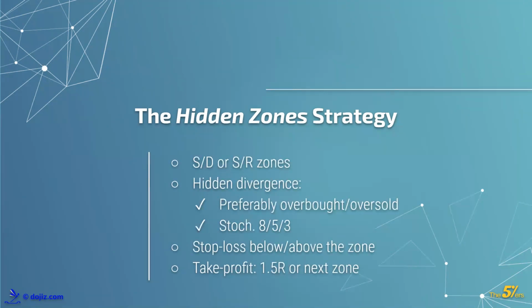You obviously set your stop loss beyond the zone, above or below it, and the take profit, obviously before you enter the trade, you make sure that the next zone, the next supply or demand or the next support or resistance gives you enough room for the trade to run so that you have at least 1.5 risk units. So if the stop loss is, I don't know, 20 pips, then you have enough space to run for at least 30 pips.